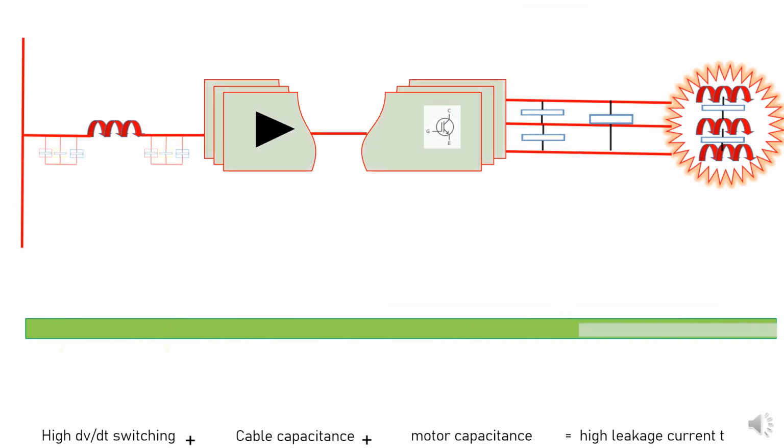Now let me try to explain the same circuit. In this circuit I have mentioned two filters. One filter is connected at the input of the rectifier, and the second filter is an optional filter.